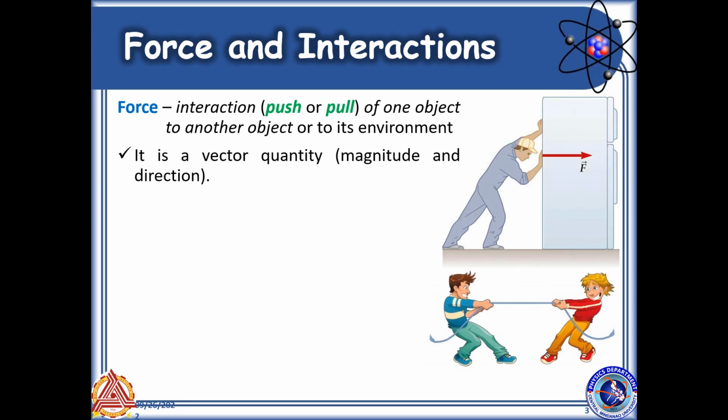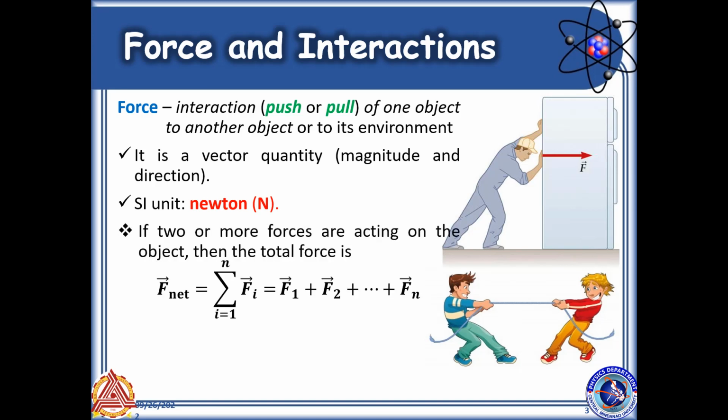We also defined force as the interaction, or the push or pull, of one object on another object or on its environment. Force is a vector quantity and has an SI unit of newton. If two or more forces are acting on the object, the total force can be calculated using vector addition. The net force, or the sum of all the forces acting on a system, is equal to F1 plus F2 plus F3 and so on.